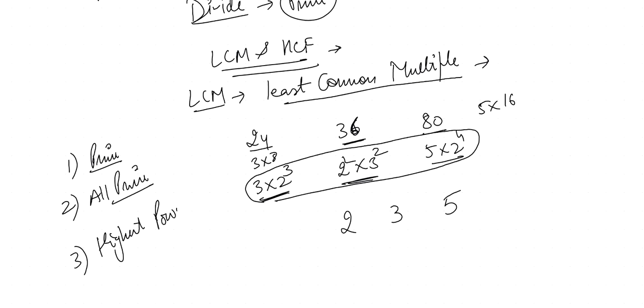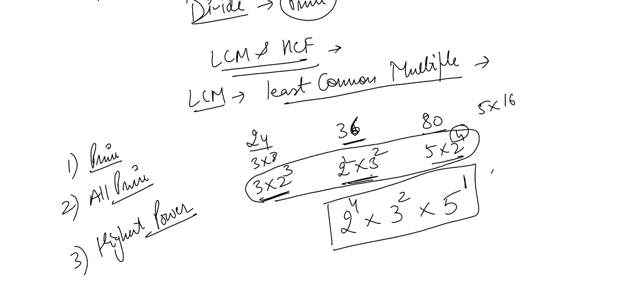Okay. So highest for 2 is 4 for the power. Highest for 3 is 2. Highest for power 5 is 1. So this is what we're talking about. This is your LCM. Okay. Got it, everyone?